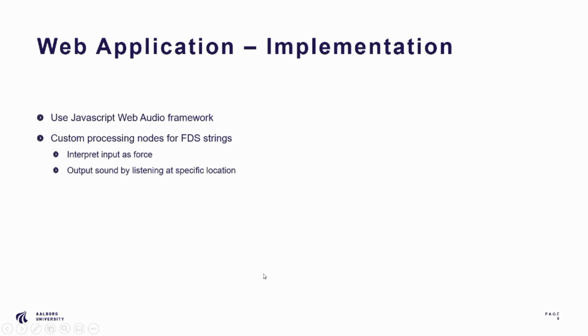So then we move to the implementation of the web application. As we mentioned, we're using the JavaScript Web Audio Framework here, and the FDS processing is handled by custom processing nodes. Web audio nodes take in a signal of a fixed length of 128 samples as input and produce 128 samples of output. For our purposes, we interpret the input that the node gets as a force signal for the plucking, and then we output the audio that the FDS algorithm generated.